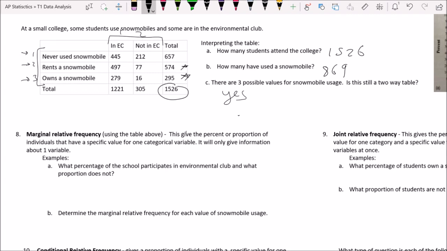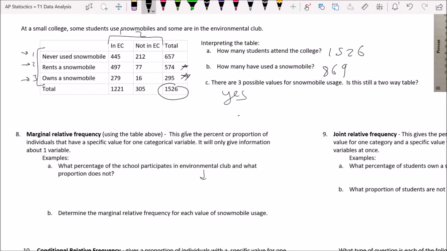It's going to give the percent or the proportion of individuals that have a specific value for a category. Okay, and it's only going to tell us about one variable. So we have some example questions here to help us understand it and to see how to calculate it. Question A, what percentage of the school participates in environmental club and what proportion does not? Okay, we know how many students are in the school, so this is pretty easy.